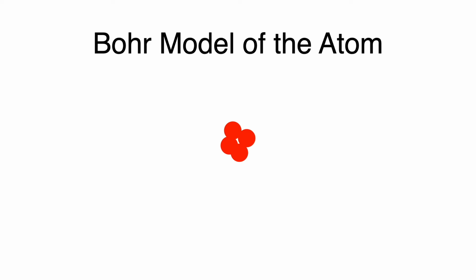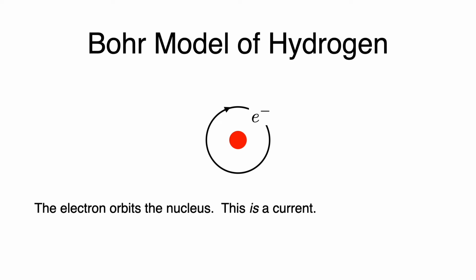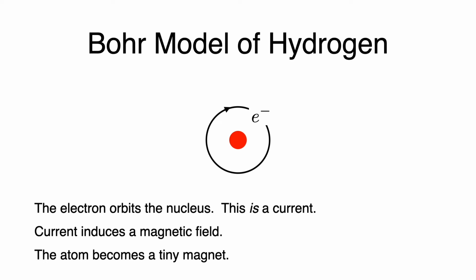Every atom has protons, neutrons, and then electrons that orbit around the nucleus consisting of the protons and the neutrons. Hydrogen is the simplest atom. It consists of exactly one proton with an electron that's orbiting around it. Now this orbiting electron is indeed an electric current. It's a moving electron in space. The electron orbits the nucleus. This is a current. Current induces a magnetic field, and the atom becomes a tiny magnet, the tiniest electromagnet.